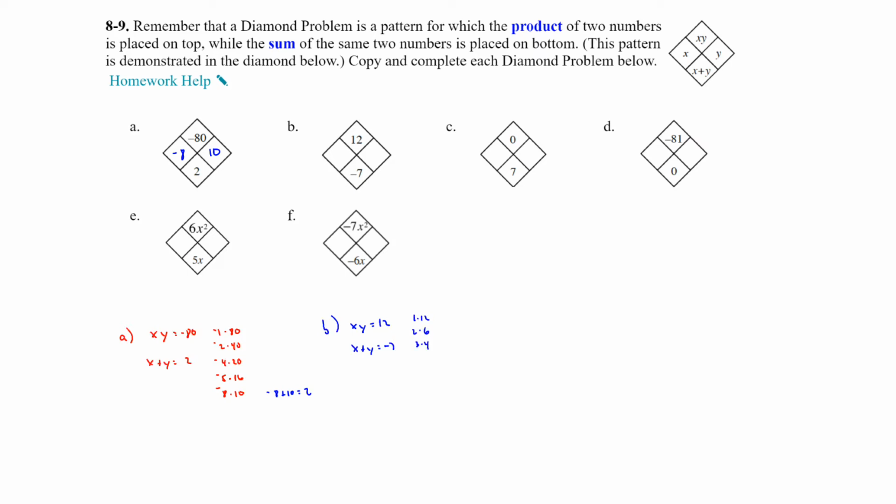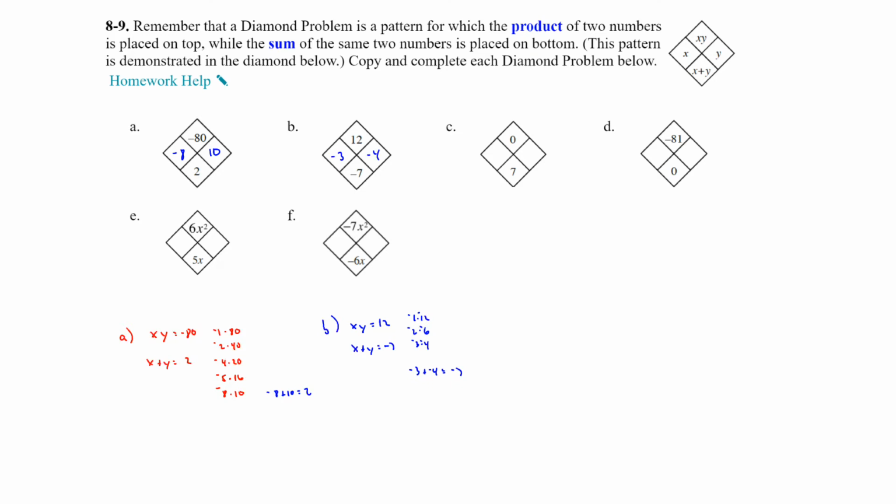1 times 12, 2 times 6, and 3 times 4. To get a positive 12, we need to multiply a positive times a positive or a negative times a negative. Well, since we're adding, it looks like we're going to need both of these numbers to be negative. So it looks like negative 3 and negative 4 is our match. Negative 3 plus negative 4 multiplies to give you 12, but adds to give you negative 7. So negative 3, negative 4.